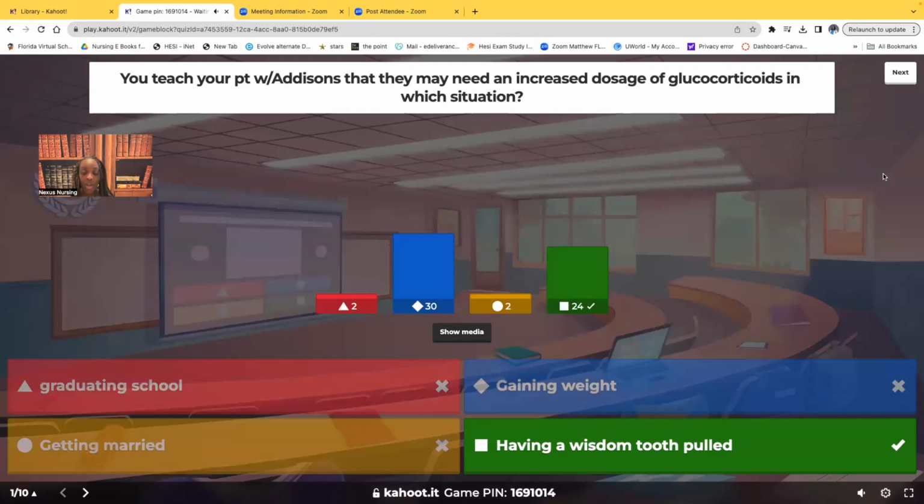Okay, wow. Most of you guys chose gaining weight, but the correct answer is having a wisdom tooth pulled. So any stressful event, guys, such as a surgery, such as pregnancy, such as illness, such as trauma, the patient most likely is going to need an increased dosage, because I want you to think about it. If you take both of your hands and put them behind your back, where your palms are sitting, that's around where your kidneys are. Right on top of your kidneys are your adrenal glands.